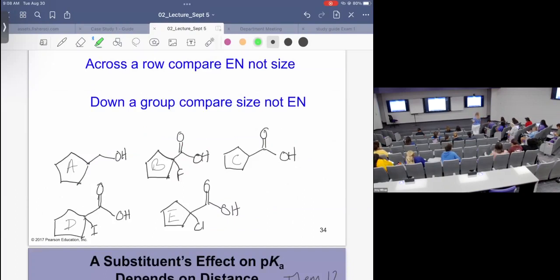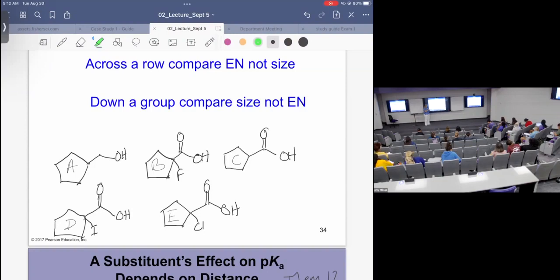Okay, there it is. So we have 1 alcohol functional group and then carboxylic acid, carboxylic acid, carboxylic acid. But 3 of our acids also have halogen bonds. Which acid do you think is the strongest acid? Which letter? B?